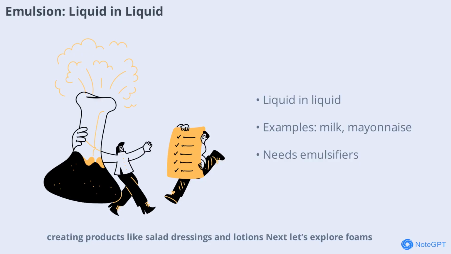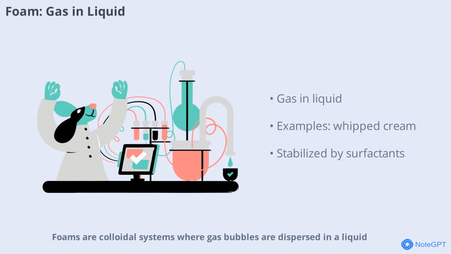Next, let's explore foams. Foams are colloidal systems where gas bubbles are dispersed in a liquid. Shaving cream, whipped cream, and frothy beverages are all foams. The bubbles are stabilized by surfactants, which reduce surface tension and prevent the gas from escaping quickly. Foams are used in food, firefighting, and cleaning products. Their light, airy texture is both functional and appealing.